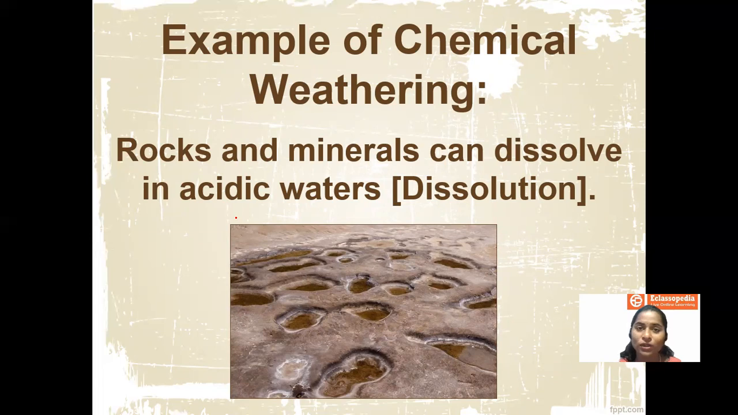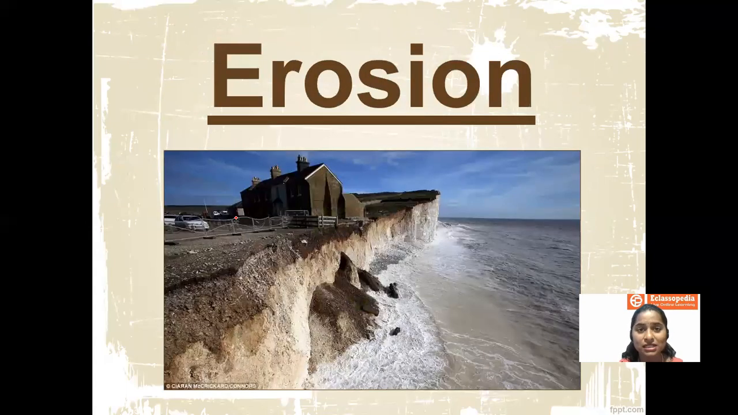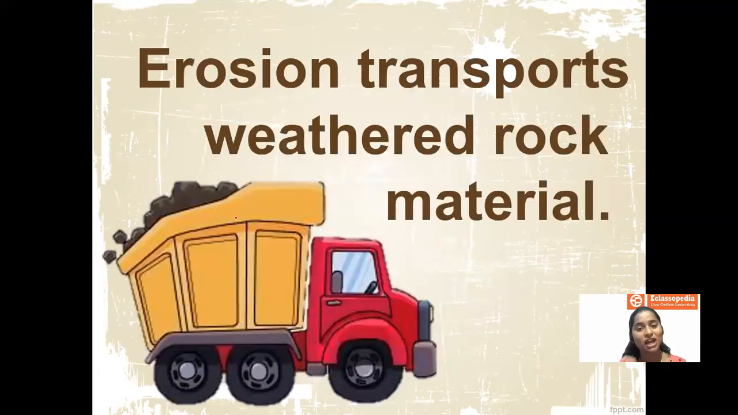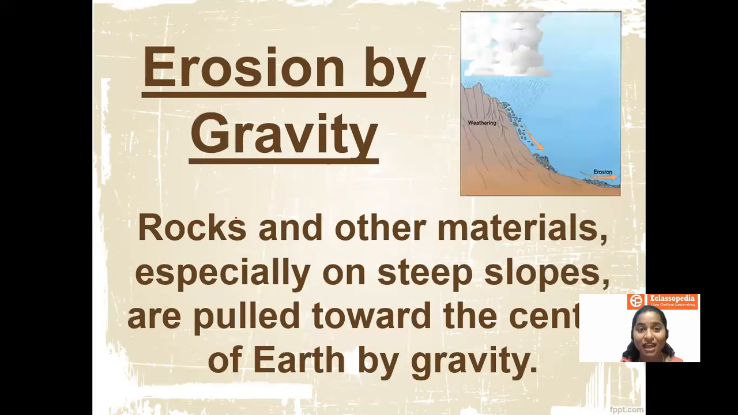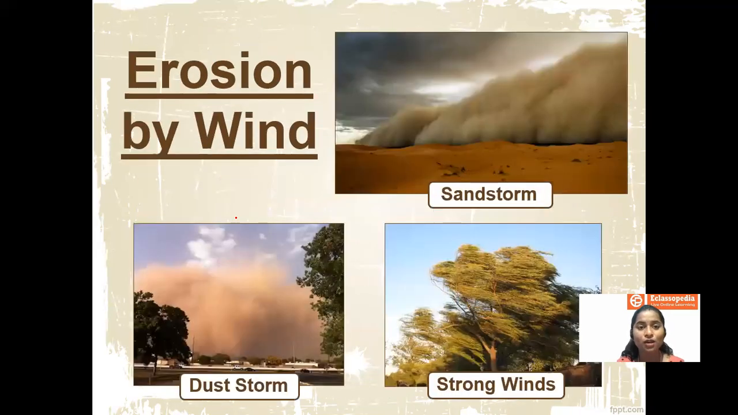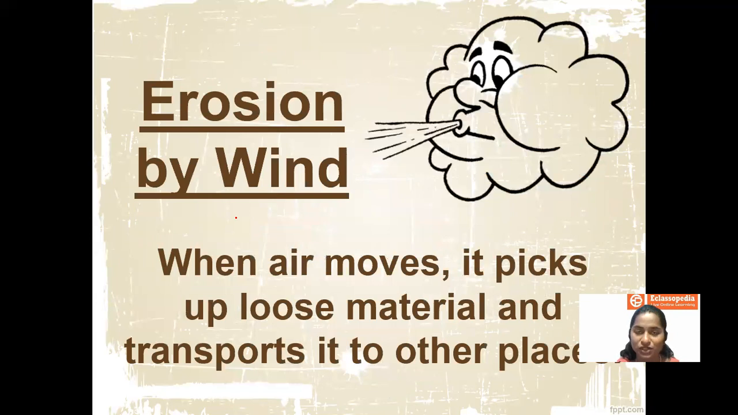This is about weathering. Now, let us discuss erosion. What is erosion? Erosion is nothing but transport of these weathered sediments from one place to another. It's nothing but transportation. So the agents which are helping in erosion are wind and water.